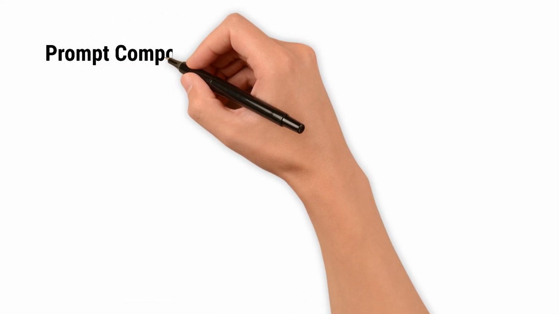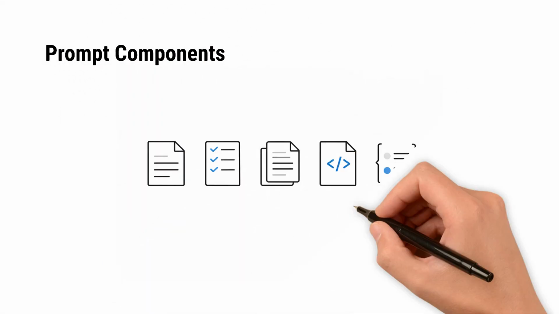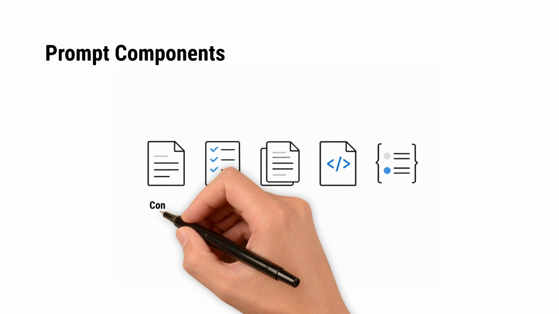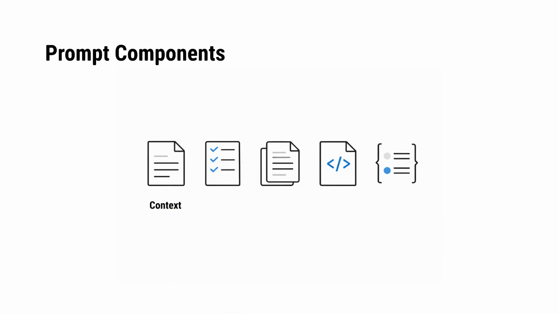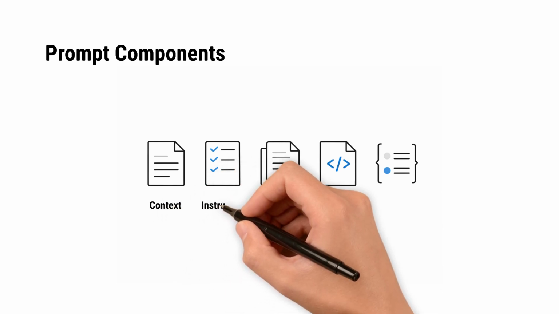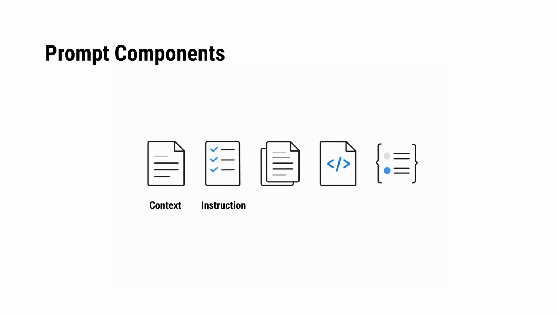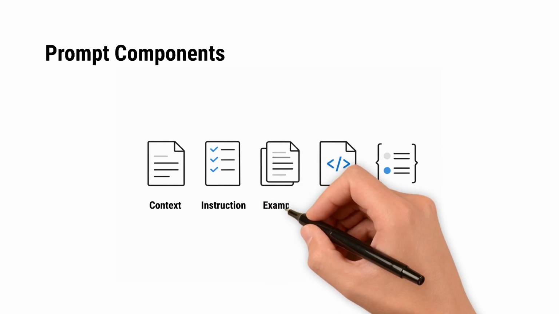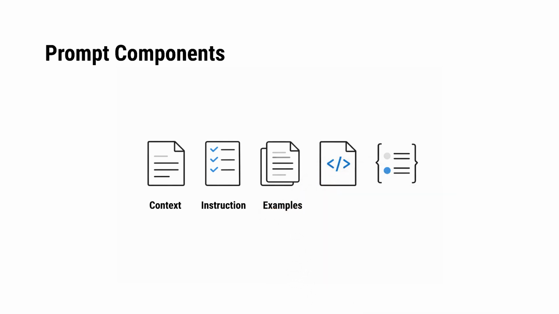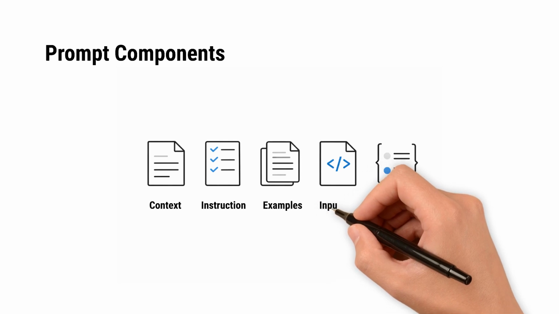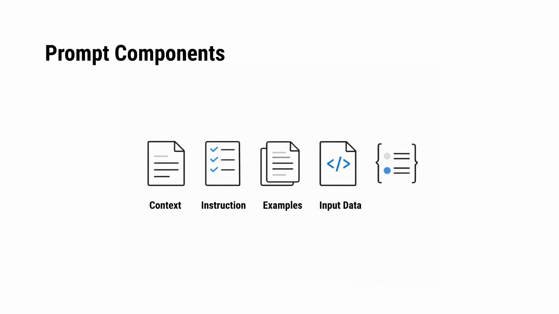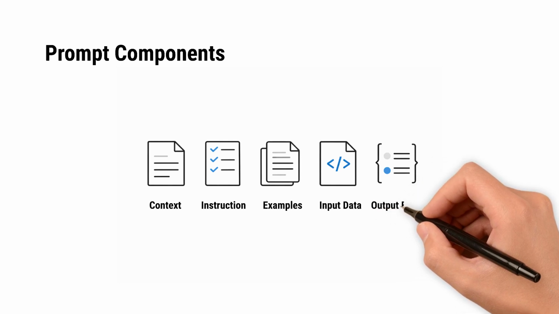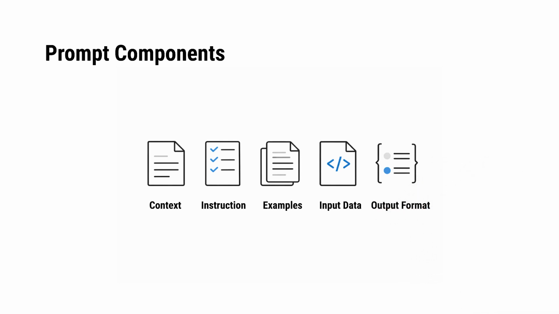Every effective prompt can be broken down into 5 components. First, context, background information that sets the stage. Second, instruction, the task you want the model to perform. Third, examples, sample inputs and outputs that show the pattern you expect. Fourth, input data, the actual content the model needs to process. And fifth, output format, how you want the response structured. Not every prompt needs all 5, but understanding them helps you design better prompts.